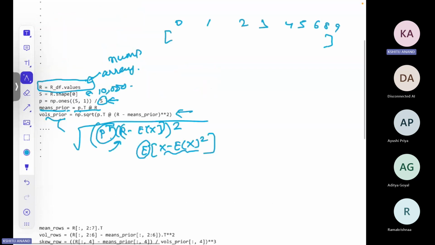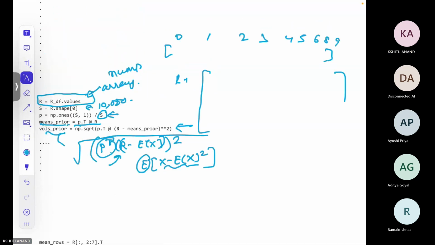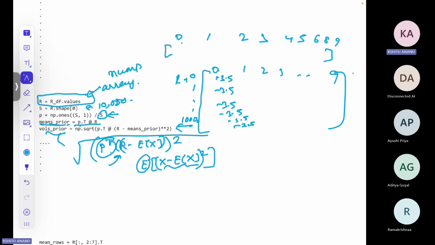So basically, this is the matrix R. The R matrix is like this, for each asset 0, 1, 2, 3, up to 9, you have 10,000 different scenarios. Now what you are doing is subtracting the mean return of asset 0, which you can get from the means prior. Let us say the mean return of asset 0 is 3.5. Then you will subtract 3.5 from all the scenarios. Once you subtract it, you square it, and after squaring, you calculate the expectation. This is the formula for variance, right? And now you take the square root to get the volatility, same as the expectation concept. Got it?